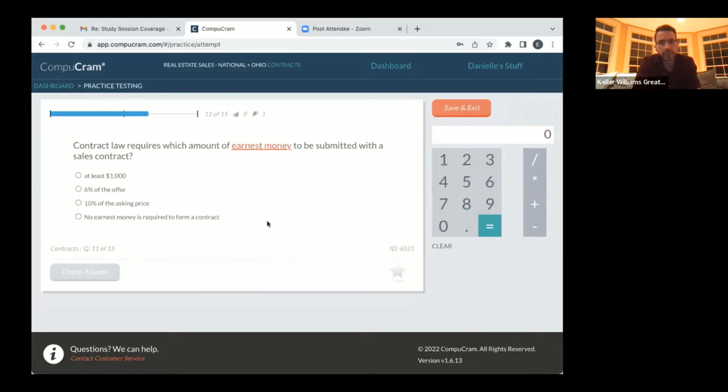Contract law requires which amount of earnest money to be submitted with a sales contract? A, at least $1,000; B, 6% of the offer; C, 10% of the asking price; or D, no earnest money is required to form a contract.